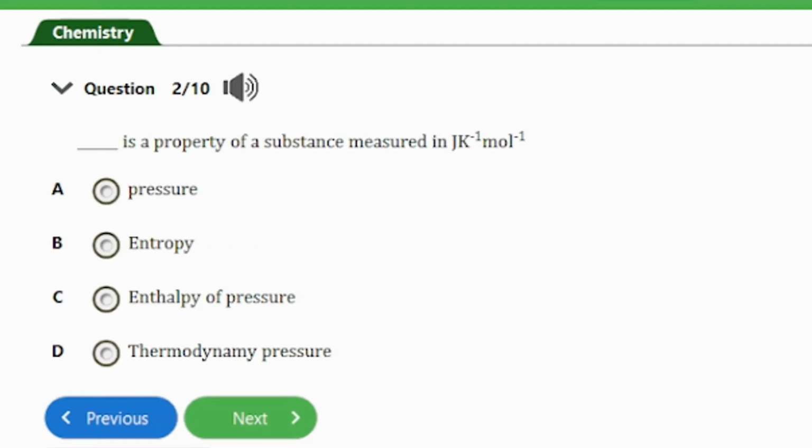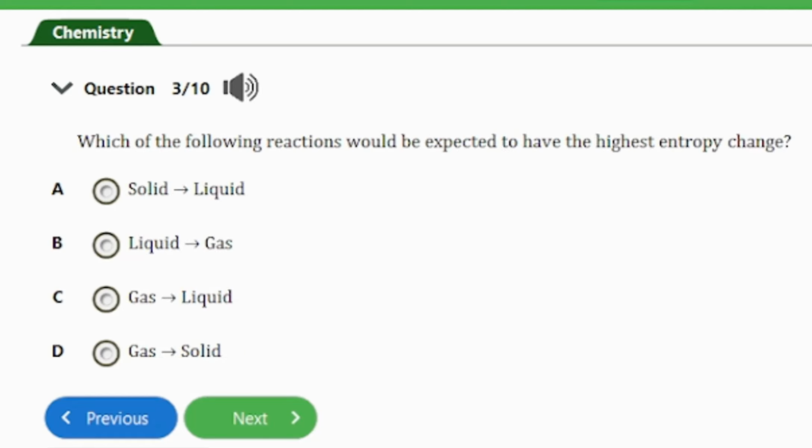Let's consider the next question. That's question number 2. It says, dash is a property of a substance measured in joule per Kelvin per mole. Here we have pressure, entropy, enthalpy of pressure, thermodynamic pressure. The answer to this question is option B, and that's entropy. Entropy is a property of a substance measured in joule per Kelvin per mole. It's a measure of the degree of disorder of a substance, and it has these units. Let's quickly look at the next question.